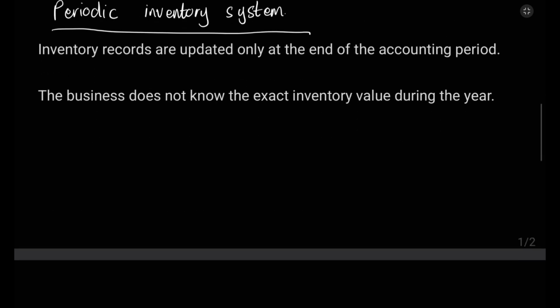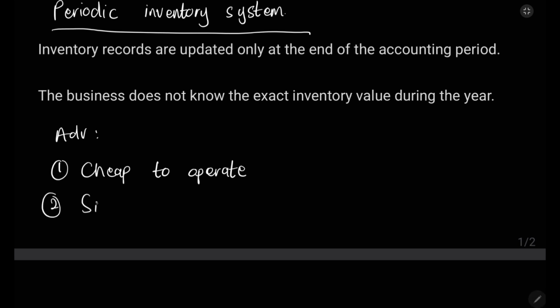Okay, so what are the advantages of the periodic inventory system? Firstly, it's cheaper to operate, simply because they don't always have to calculate their inventory. So they don't have to spend a lot of money or time on systems as well as training people to calculate the inventory. And secondly, it's simpler to use.